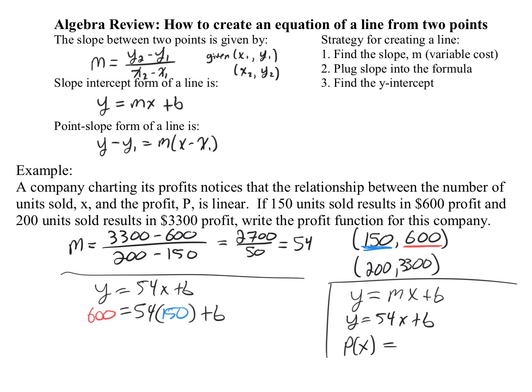When I multiply 54 times 150, I end up getting 8,100. And then to solve for b, we just subtract 8,100 from both sides of the equation. So 600 minus 8,100 ends up being negative 7,500. That's our b value. It is negative, so when we write our final answer, p of x is equal to 54x minus 7,500.